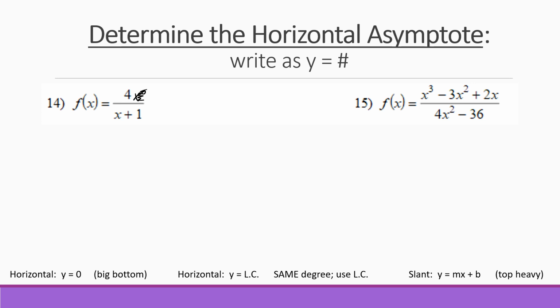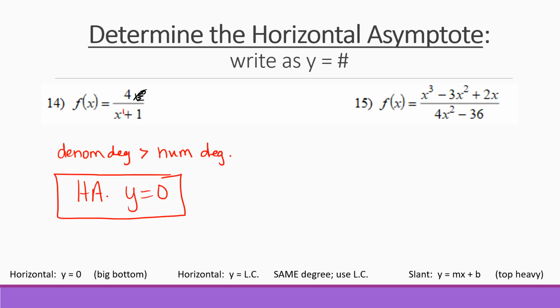So in this example, I still have a variable in the denominator, so the denominator degree is larger than the numerator degree. Again, this one's bottom heavy. I have the larger degree in the denominator. This is the easiest one. Horizontal asymptote can't be divided, so y equals 0. You do no work. I love those. Those are my favorite.